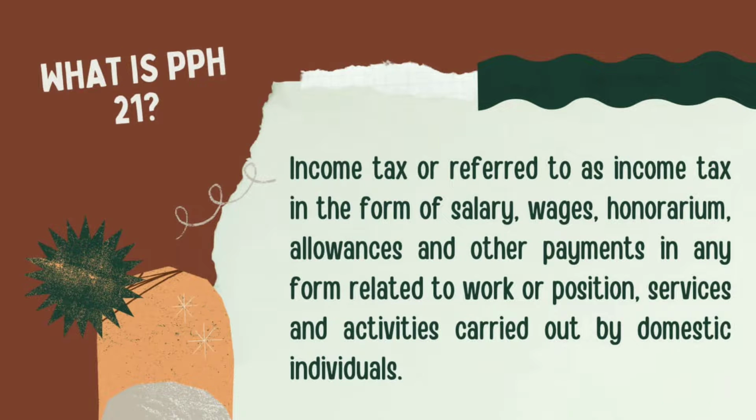Okay, the first is what is PPH 21. PPH 21 income tax is referred to as income tax in the form of salary, wages, honorarium, allowance, and other payments in any form related to work or position, services, and activities carried out by domestic individuals. Income Tax Article 21, or better known as PPH 21, is often known as a tax deduction made on an employee's income. If you are an employee who is used to taking care of payroll, or an entrepreneur who has employees to be paid, the term PPH 21 may already be familiar to your ears.